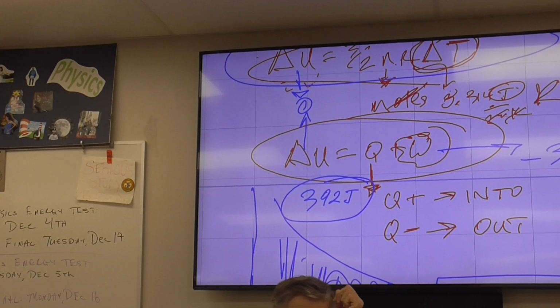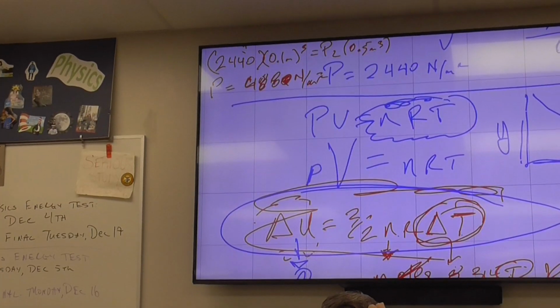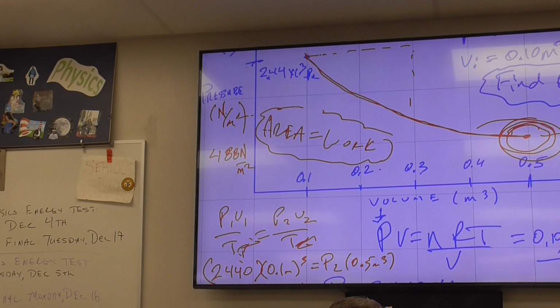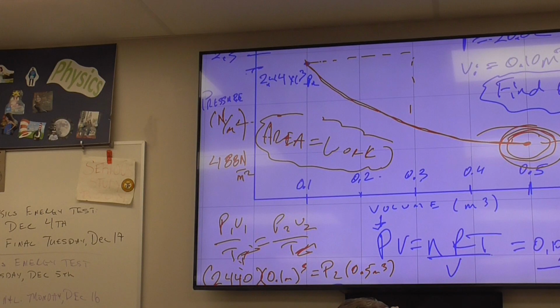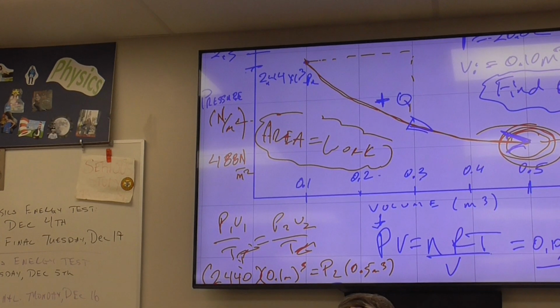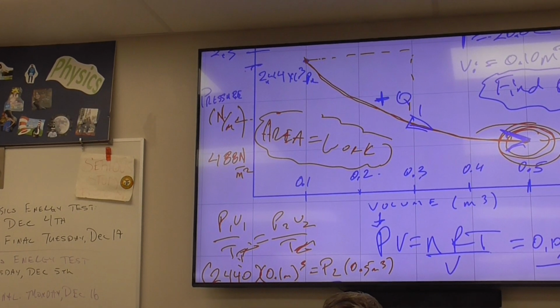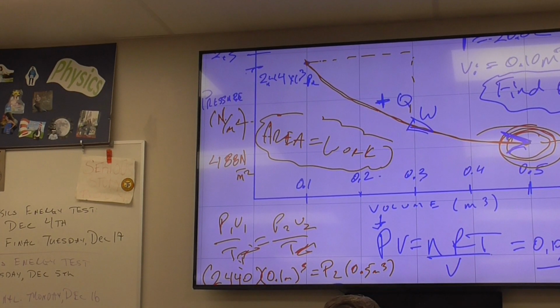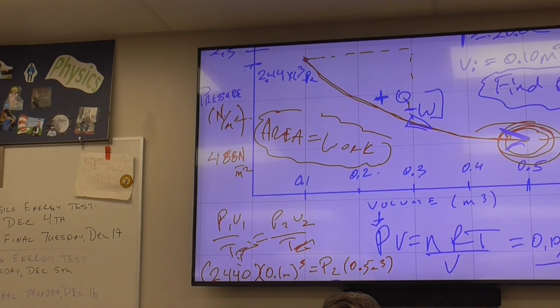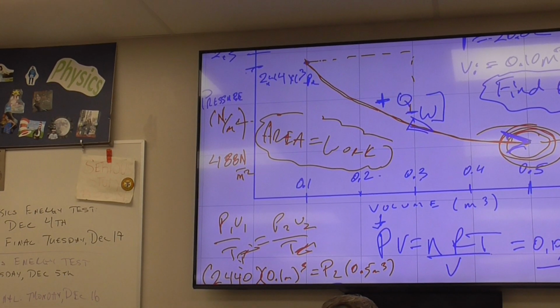Now, here's what I want you to see. On this line, when we're going from here down to here, what was the sign of Q? Positive, more than zero. We had to dump energy into it. But what's the sign of my work? Negative. And when I add those values together, I get zero.